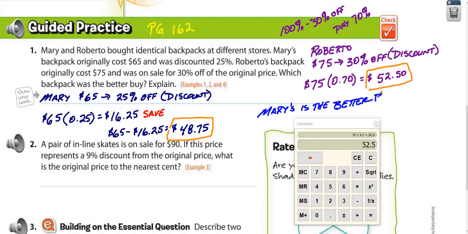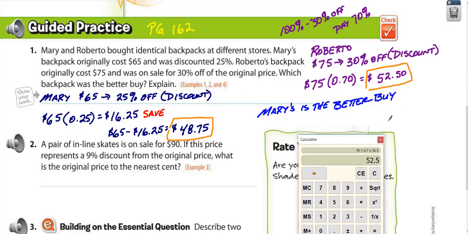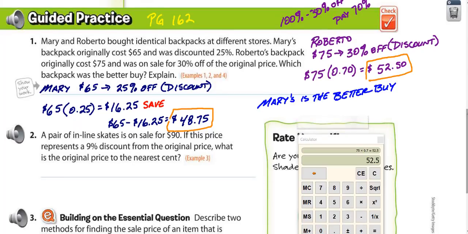Okay, so we know now that Mary's was the better deal, and we know that we have two different ways we can solve this. That gives us more tools. Problem number 2. The skates are on sale for $90. That's the part, right? If they're on sale, that's the part. The whole was the original price, right here. The question is, what's the original price? What was the whole?